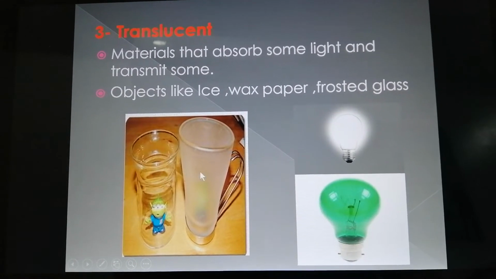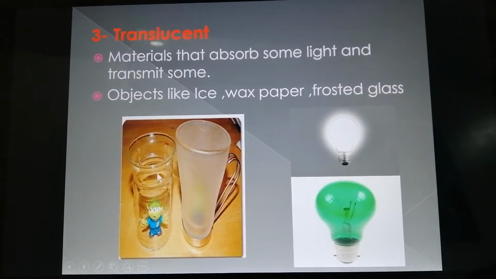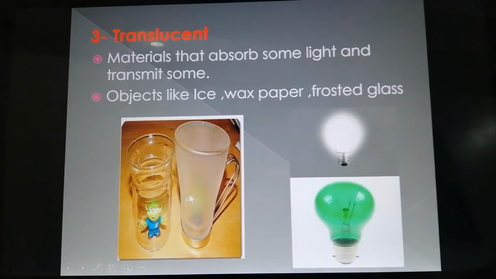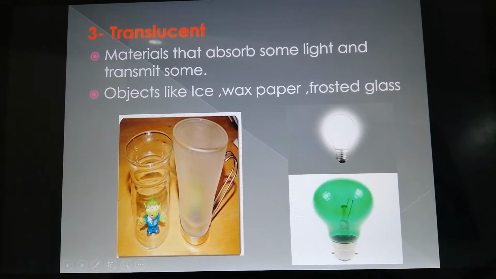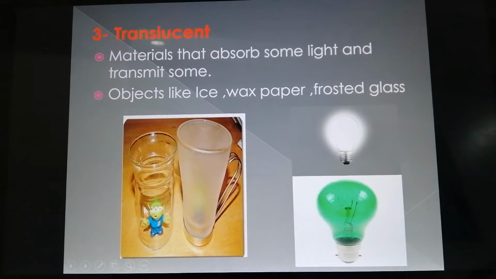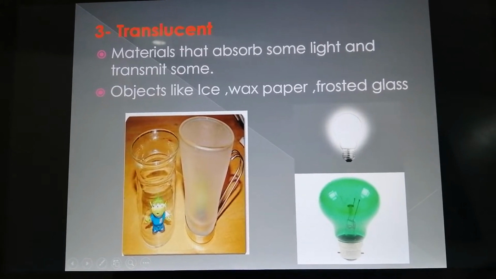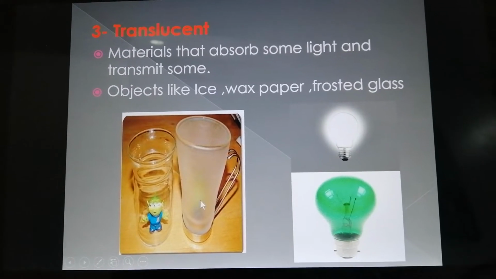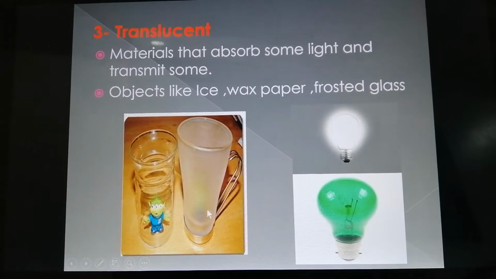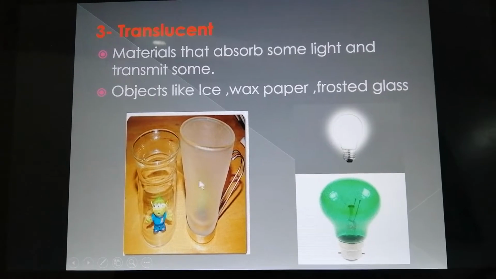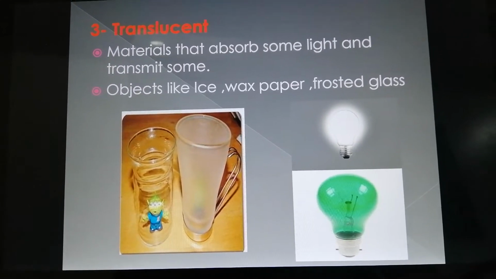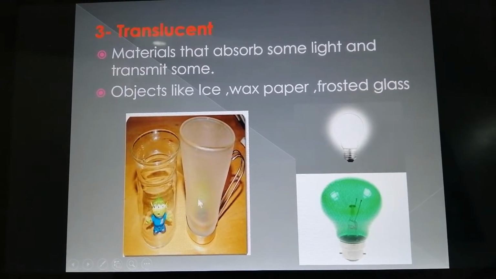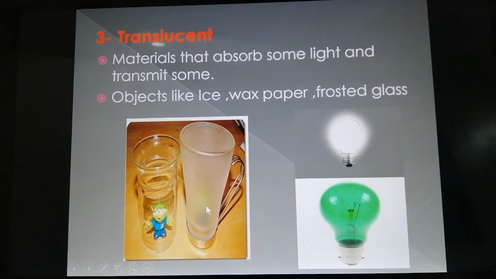Like here, the difference. This is a transparent cup and this is a translucent cup. Can you see clearly inside? You can see clearly inside the transparent cup, but you cannot see very clearly in the other. You can just see that there is something green and blue inside, but what is it? I don't know. Okay, I can't see it clearly. Some of the light is absorbed and the rest is not.